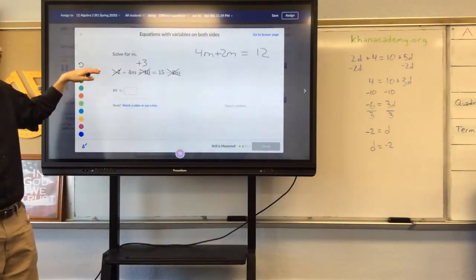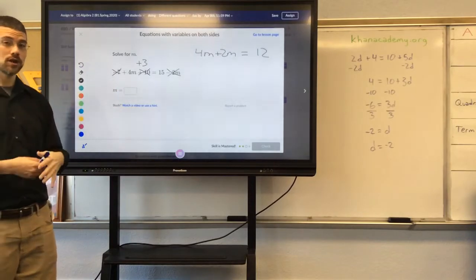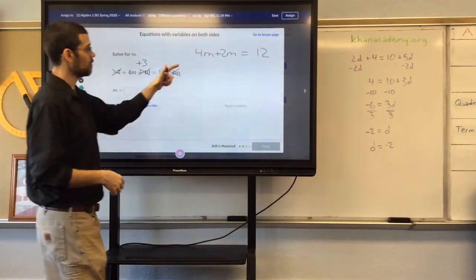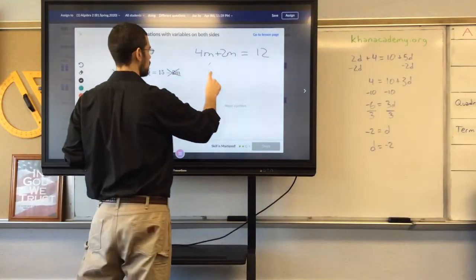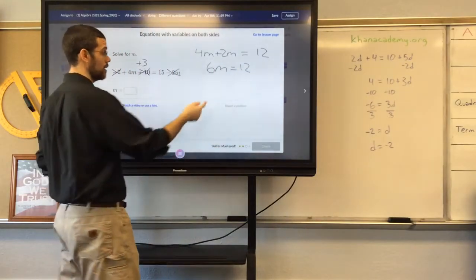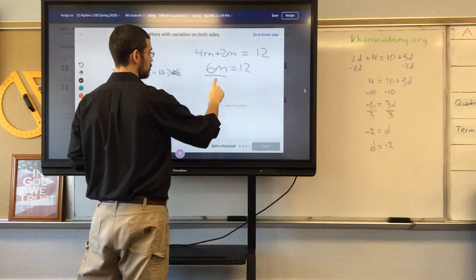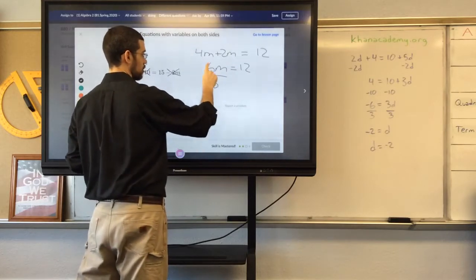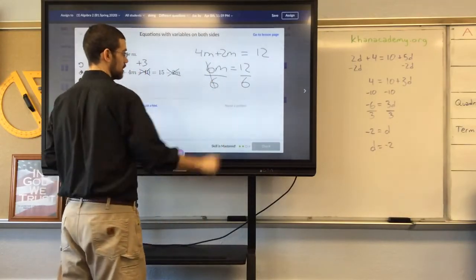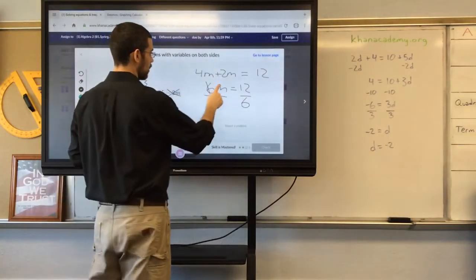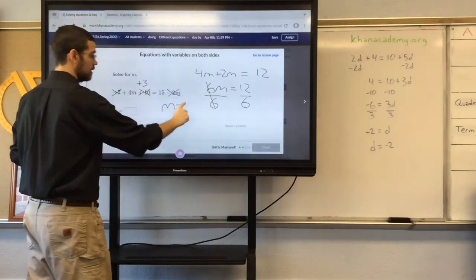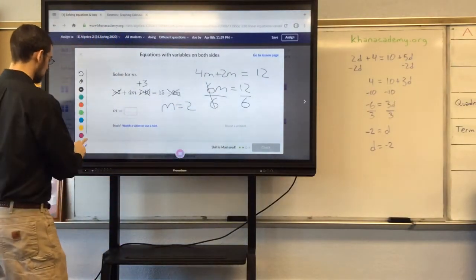And I have done several steps, but I just wanted to show you that you can think through it and write your work in a different way, and that's fine. So now I've got 4m and 2m is 6m equals 12. And if I want to know how many a single m is, I'm going to have to undo multiplication by dividing. So 6 divided by 6 on that side, 12 divided by 6 on this side. The 6's cancel, and I'm left with m equals 12 divided by 6 is 2. So m is 2.